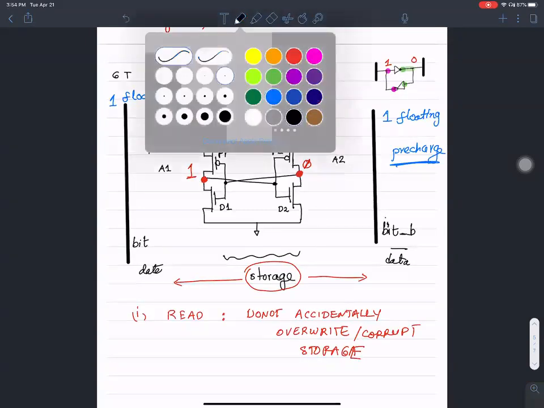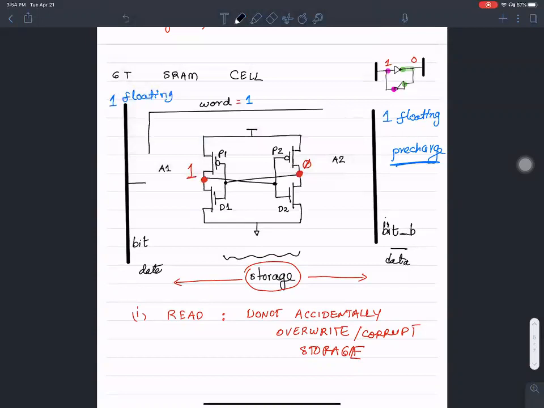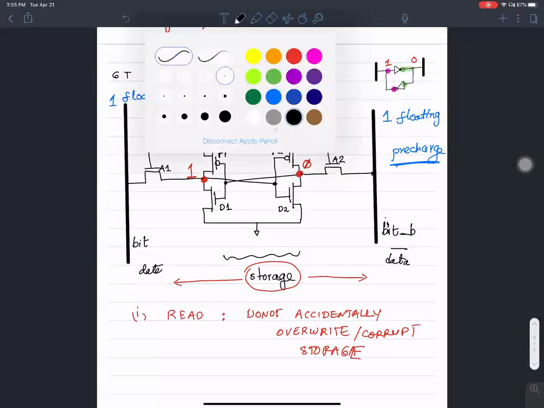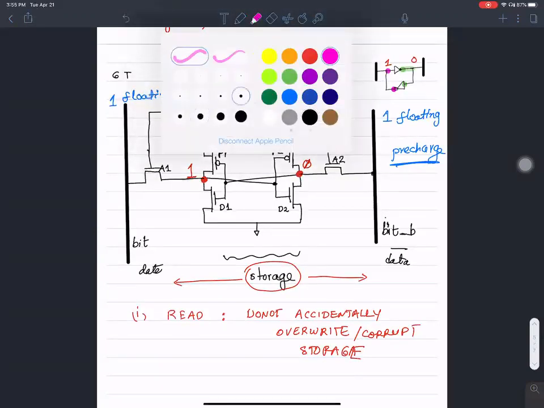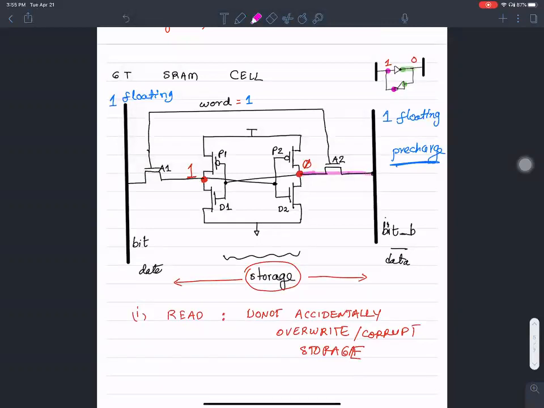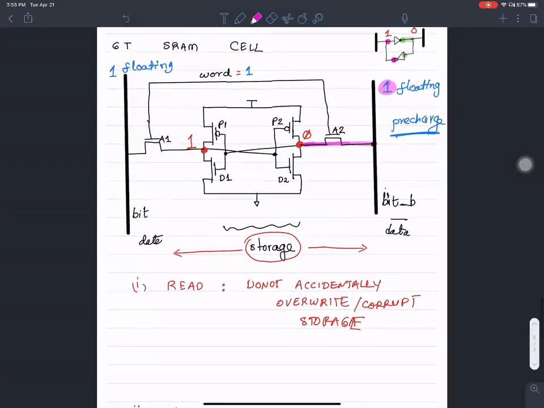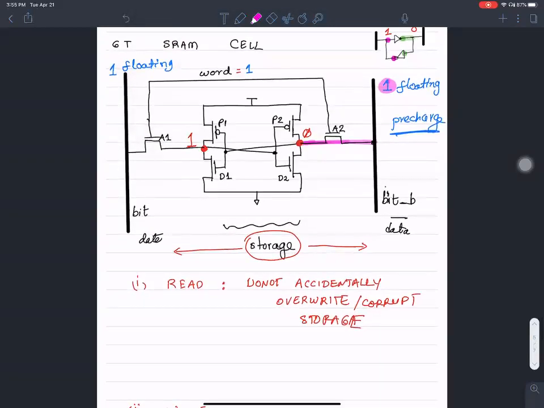When I make the word line 1, this access transistor turns on and this access transistor turns on. Both of these NMOS transistors turn on. So this 0 is going to connect to the bit line over here, which is already carrying a 1. What I want to do is discharge this 1 to a 0, because there is a connection to the ground here.